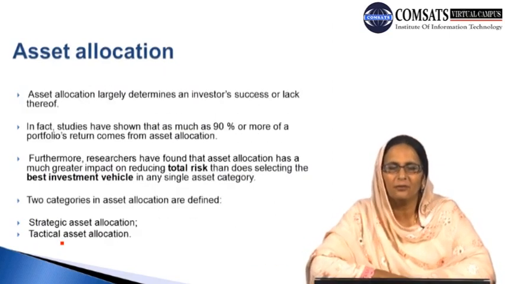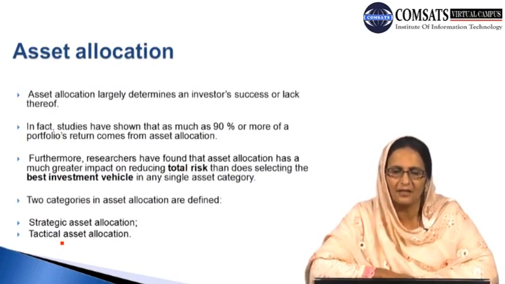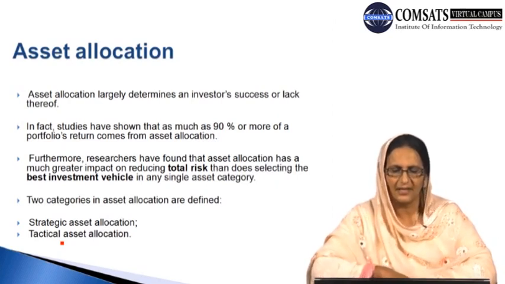And continuing with the discussion about asset allocation, we can say that asset allocation largely determines an investor's success or lack thereof. In fact, studies have shown that as much as 90% or more of portfolio return comes from asset allocation. Furthermore, researchers have found that asset allocation has a much greater impact on reducing total risk than selecting the best investment vehicle in any single asset category. And two categories in asset allocation are defined. The first is strategic asset allocation and the second is tactical asset allocation.